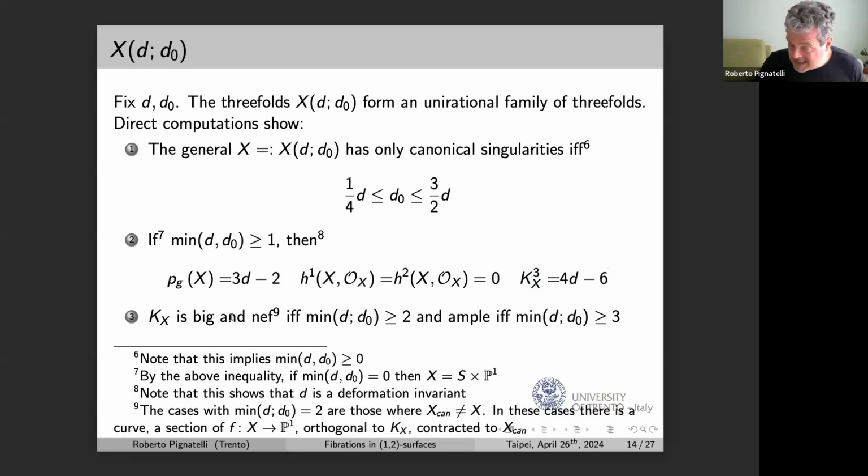What about the canonical system? In fact, I'm looking for canonical models, so I would like it to be ample. Well, it's ample if the minimum is at least 3, the minimum, so the game is always about the minimum among the D0. If it is bigger than 3, the canonical system is ample. If it is exactly 2, it's no more ample, but it's big enough.